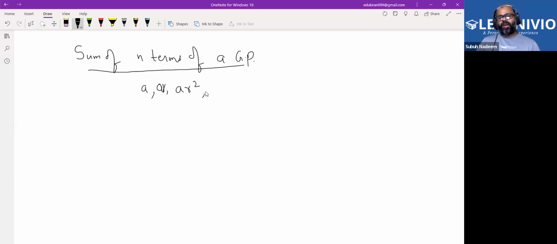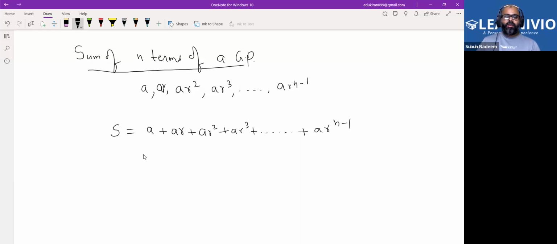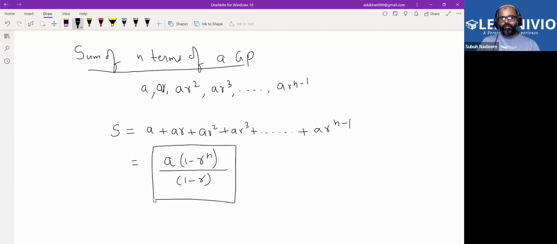So A, AR, AR square, AR cube, till AR to the power n minus 1 is the nth term. So if you add them up, A plus AR plus AR square plus AR cube, and so on till AR to the power n minus 1, this sum is A into (1 minus R to the power n) by (1 minus R). So this is the sum of n terms formula.